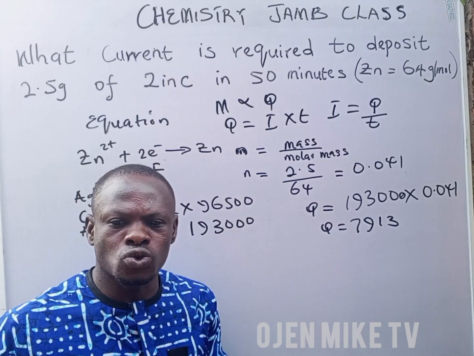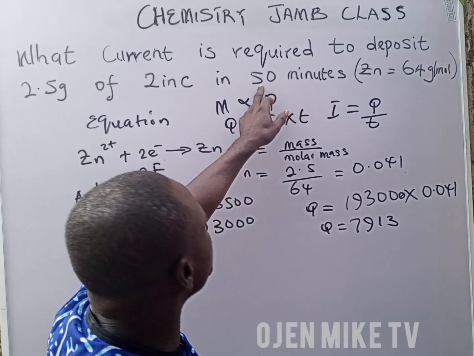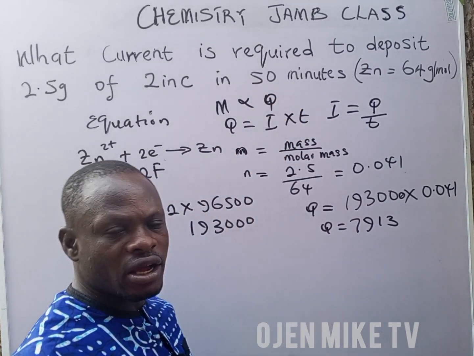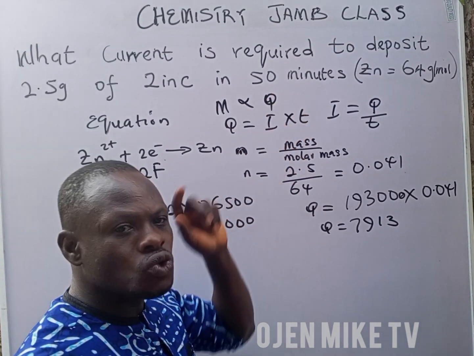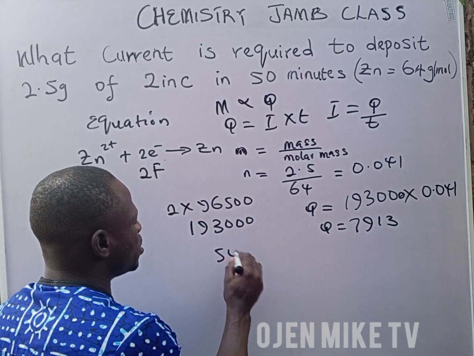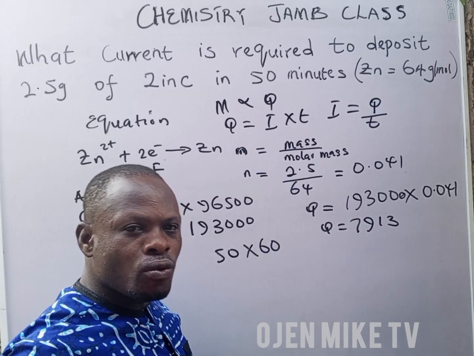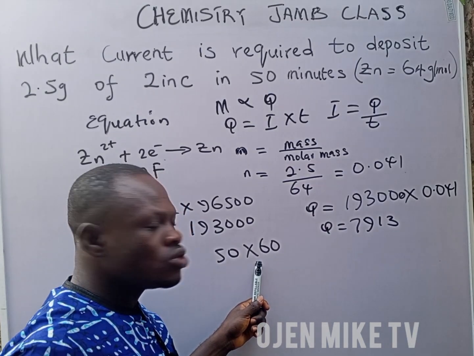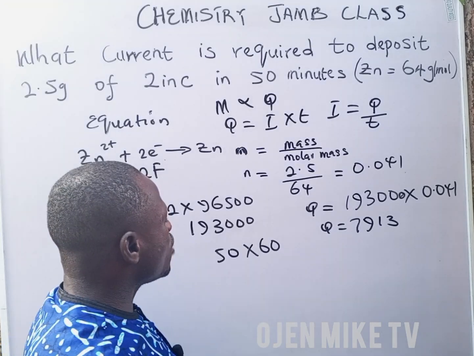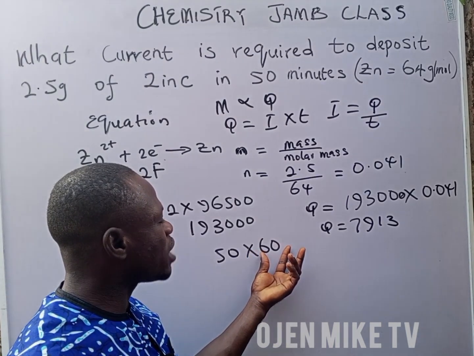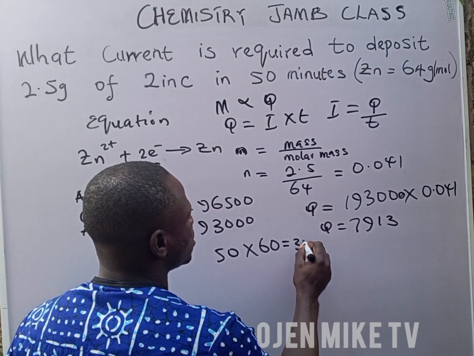So the next thing you are going to do is find your time. The time is given in 50 minutes. Remember, time is measured in seconds. You need to convert this 50 minutes into seconds. How do you do that? 50 minutes you multiply by 60, because 60 seconds make 1 minute. If you want to convert it into hours, 60 seconds make 1 minute, 60 minutes make 1 hour. Do you get that?